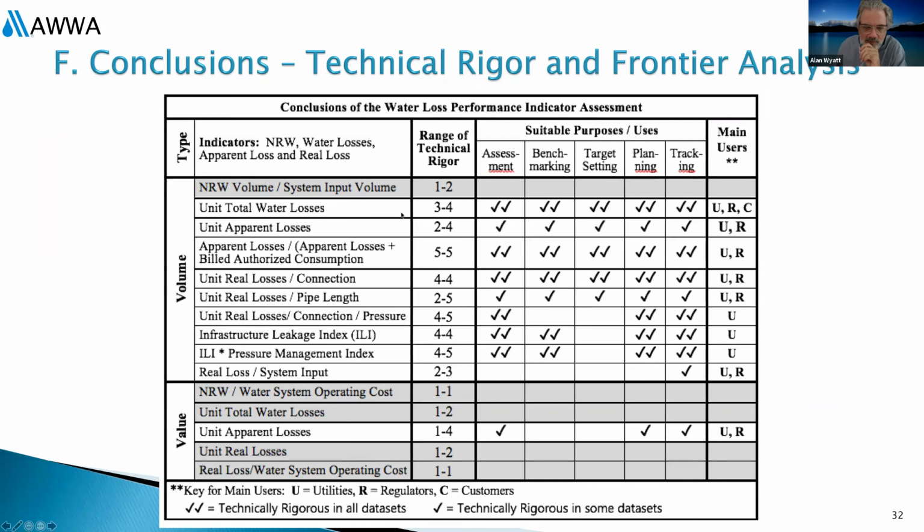So what comes out of this are a few good ones. The real loss per connection, the ratio measure of apparent losses, and total unit total water losses, and others are sort of on the edge, and some are really not recommendable.